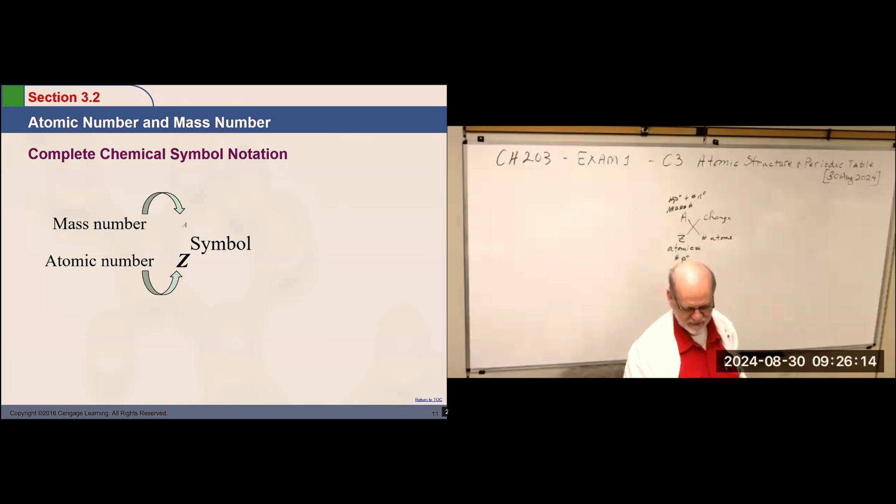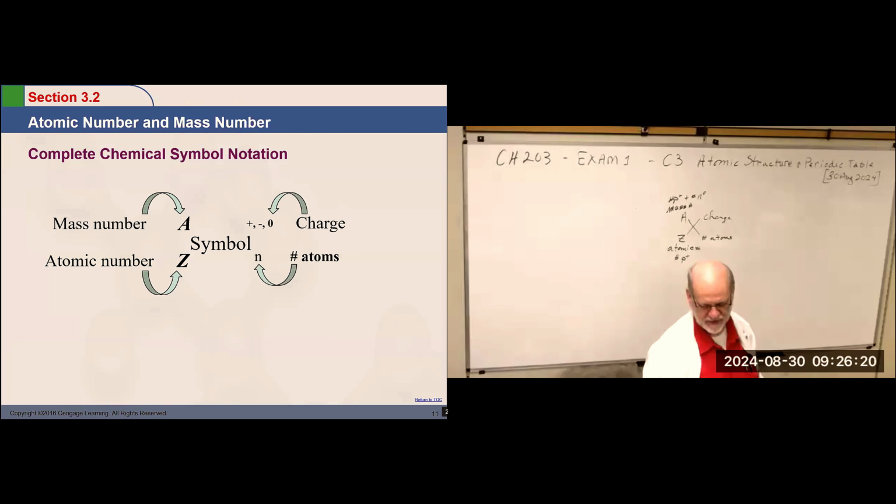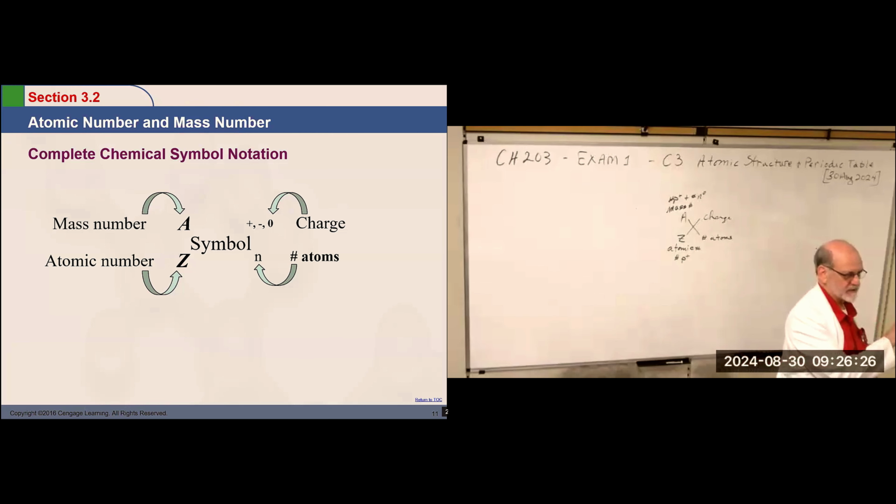And there's the animation for the symbol. The symbol has an A and a Z and a charge maybe, and then a number of atoms. I had you memorize which ones are diatomic at room temperature and 1 atmosphere pressure. Not all of them are gases, excuse me. Hydrogen, nitrogen, oxygen, fluorine, and chlorine are all gases, and they're diatomic. So if I write this, that means there are 2 chlorine atoms bound together as a single unit. That's a molecule of chlorine.